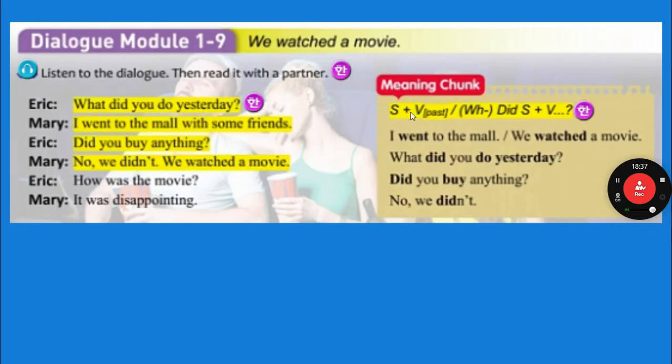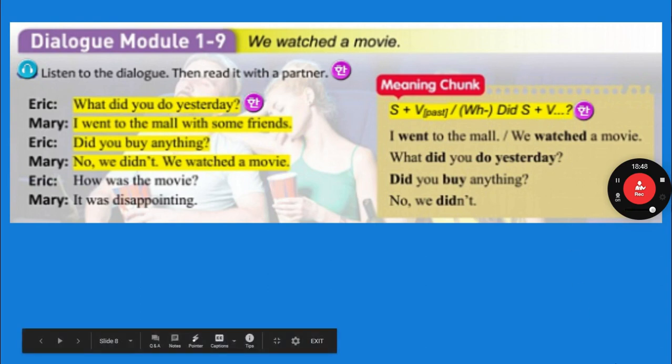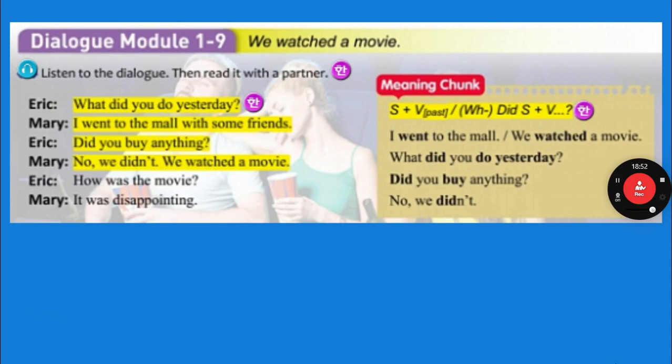Okay, we talked about that. And we're talking about our subject, past verb, is the sentence, or you can do who, what, when, where, why, or how, did, and then subject plus your verb. Okay. Listen and repeat. I went to the mall.